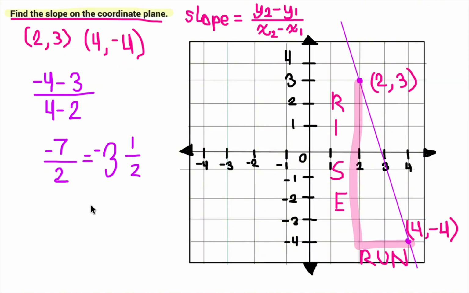And that equals negative 3 and 1/2. Or if you want to write it in decimal form, which is what I'm going to do, you can also say negative 3.5. So that is our final answer for the slope of this problem.